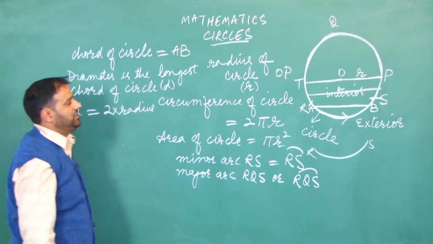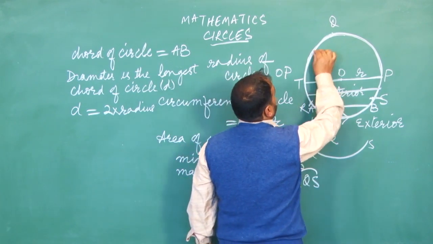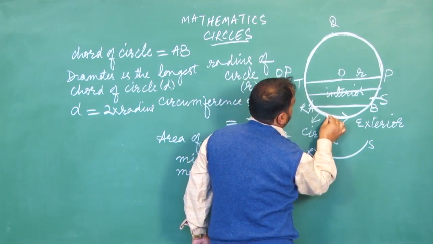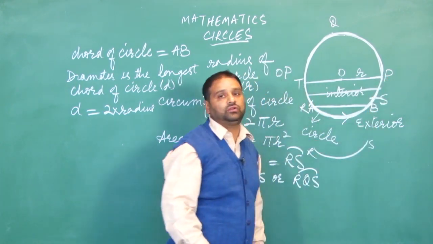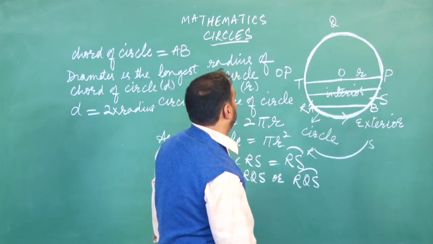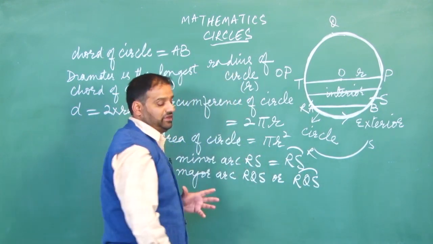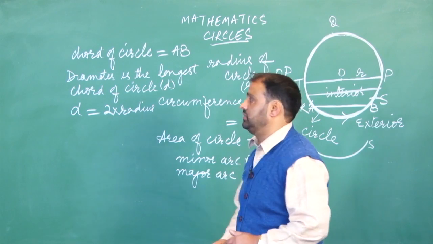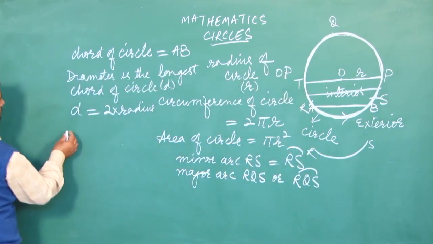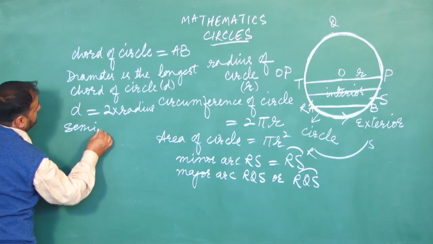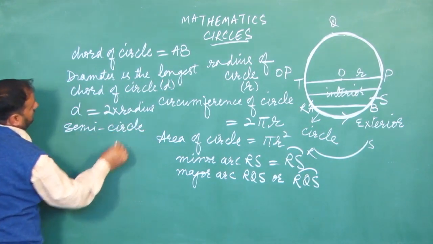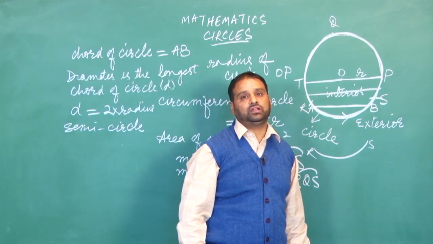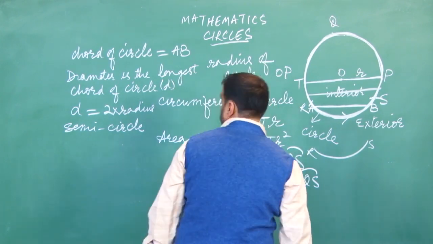The diameter divides the circumference into two equal arcs. One is this arc TQP, and another is this arc TAP. Both arcs are equal in length, so we call this a semicircle. A diameter divides the circumference into two equal parts, and each equal part of the circumference is called a semicircle of the circle. So another part is the semicircle. Note down what semicircle means. It is the part of the circumference that is divided by the diameter into two equal arcs. Then moving to another part.